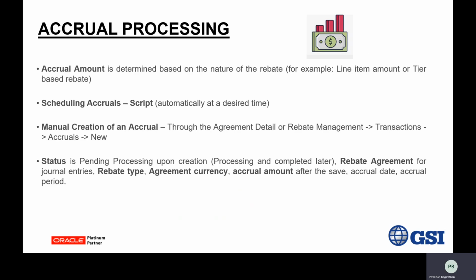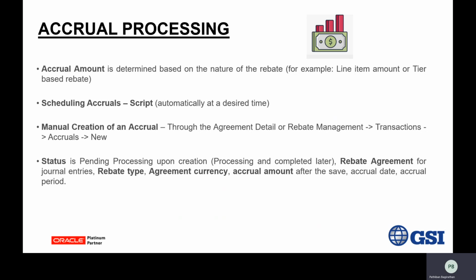Next piece of the presentation we're going to talk about is accrual processing. Accrual processing is a feature you can use. Again, you don't have to use it. Accrual amount is determined based on the nature of the rebate. For example, it's a line amount or tier-based rebate. So there's a sales order line, and we'll go through this in the demo. If it's a customer rebate on the sales order line, or if it's a vendor rebate on a sales order, you will have a sales order line with that accrual amount based on what we define.